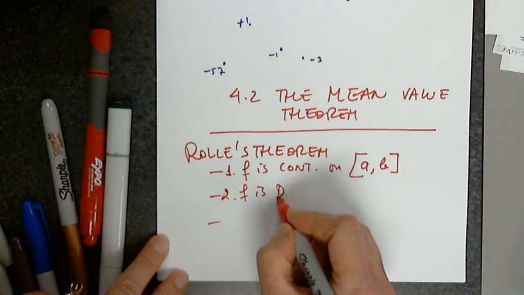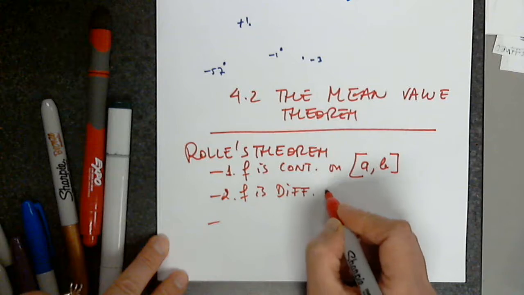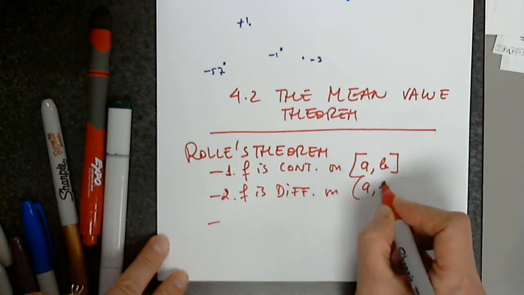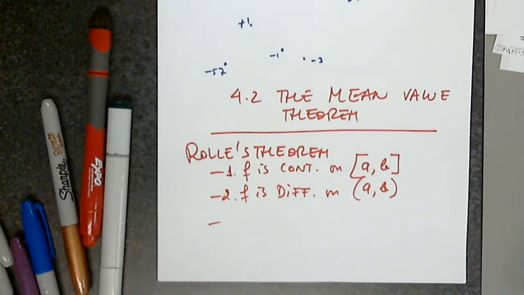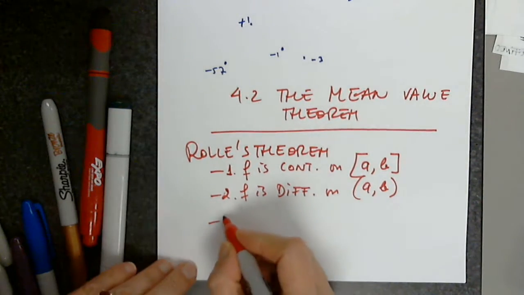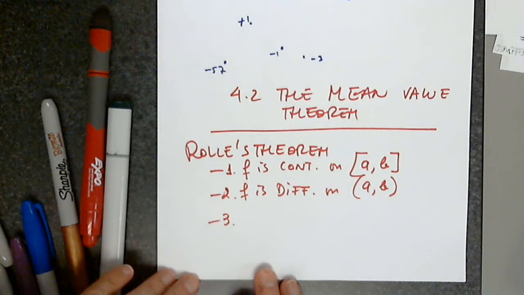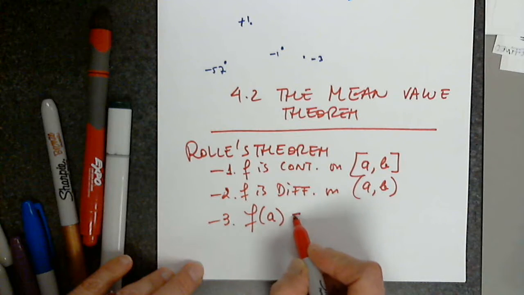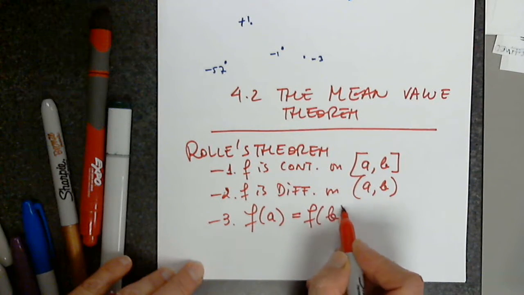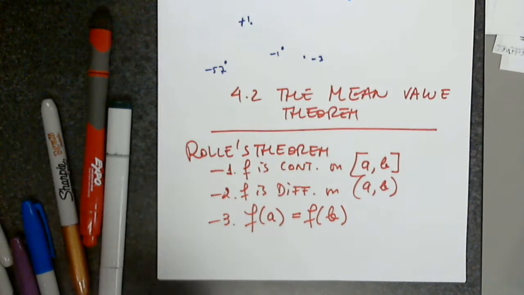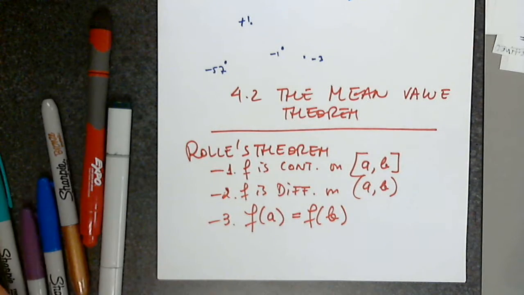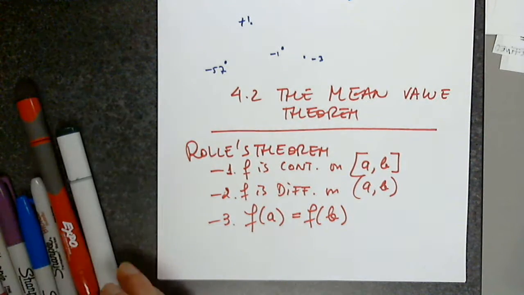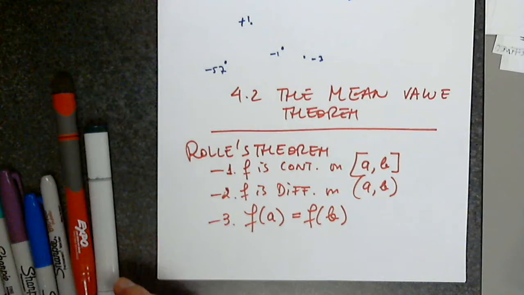Second hypothesis, f is differentiable on at least the open interval. It doesn't have to be differentiable at the endpoints, but it has to be differentiable everywhere else. And the third hypothesis or condition, if you want, f evaluated at a must equal f evaluated at b. And you can say, but this is a special case. It is.